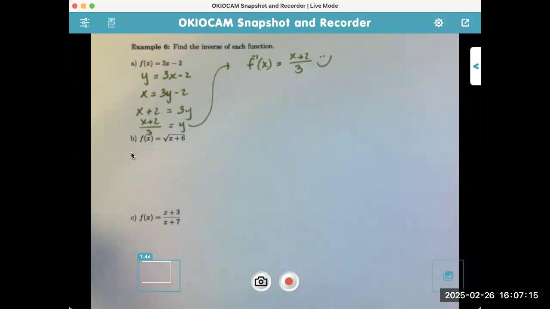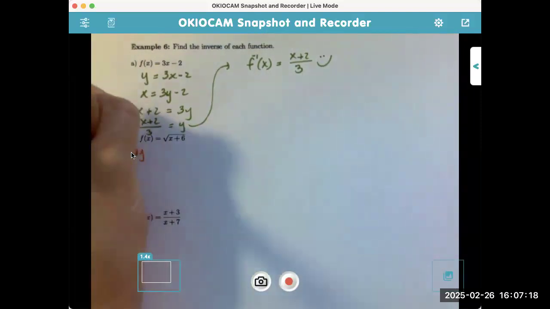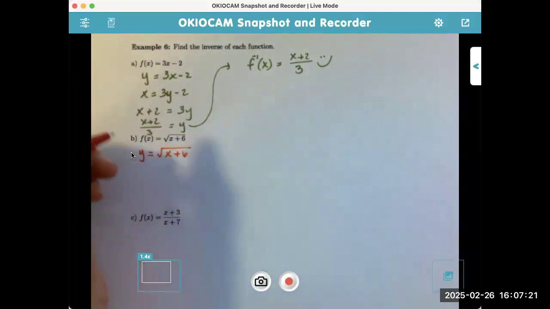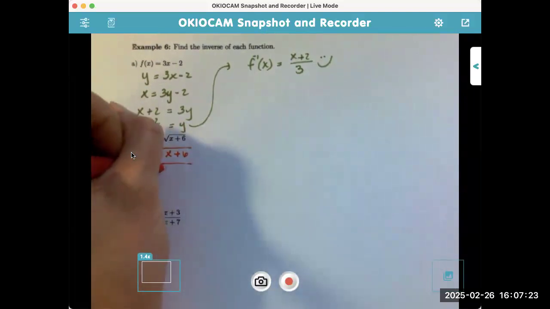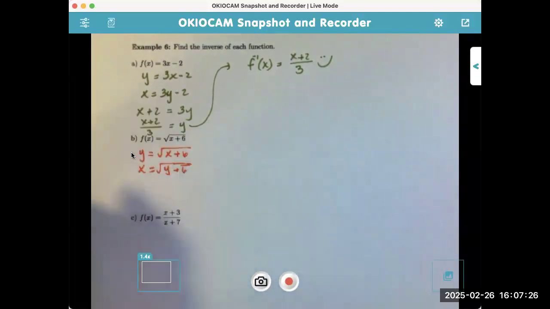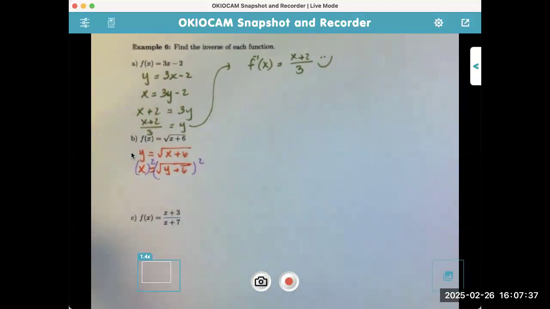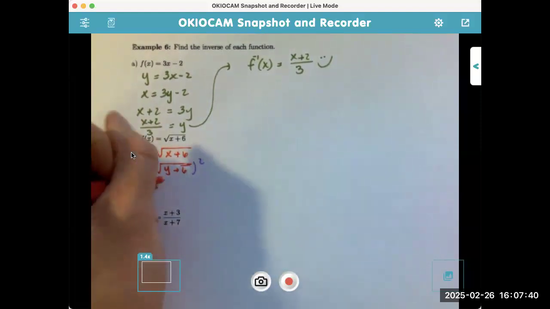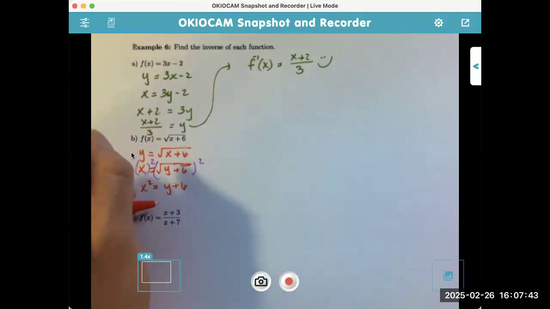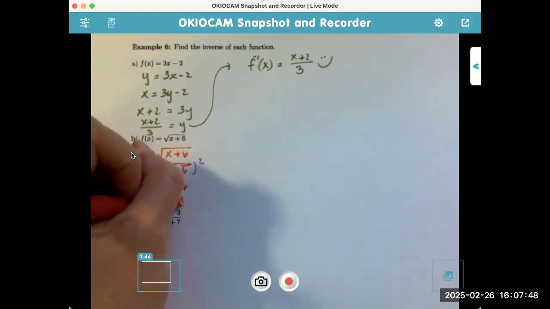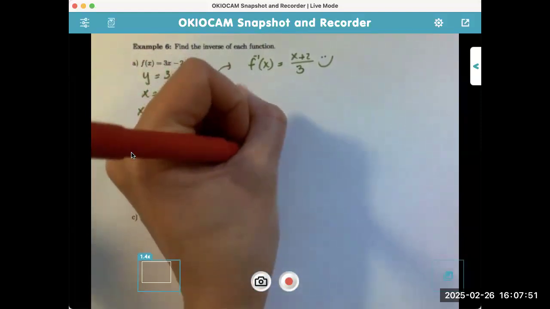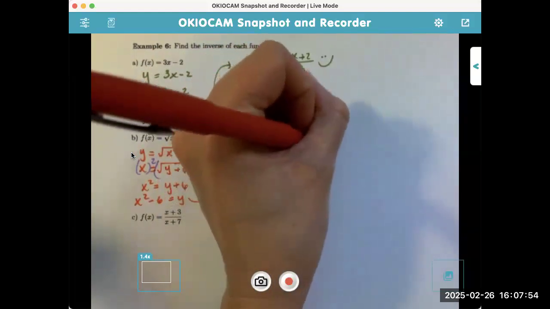Okay, let me use colors for effect. So y equals the square root of x plus 6. Now I'm going to switch my input-output letters. And we're going to solve for y. Remember, y is in jail, y is in prison. So we want to undo the square root. So how we do that is by squaring both sides. So now x squared equals y plus 6. And then last but not least, we subtract the 6. So x squared minus 6 equals y, and then loop up and over. f inverse of x is equal to x squared minus 6.